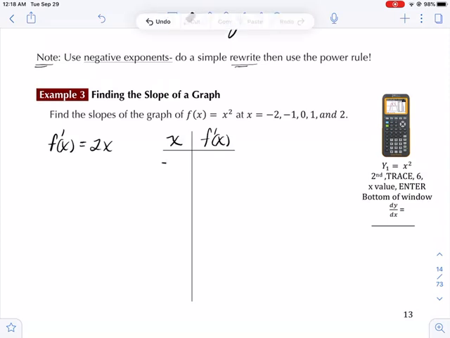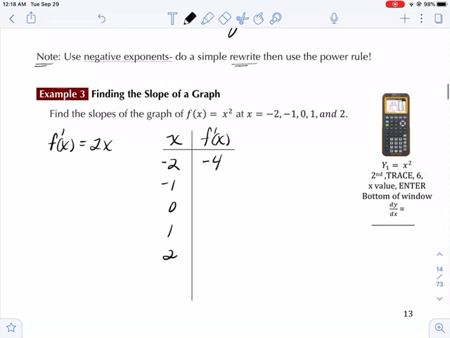So I'm going to use the values -2, -1, 0, 1, and 2. And so if I put -2 in, I get 2 times -2, which is -4. If I put in -1, I get 2 times -1, which is -2. 2 times 0 is 0. 2 times 1 is 2. 2 times 2 is 4. So you see a little bit of symmetry in here with this, right? With the line 2x, it has origin symmetry.